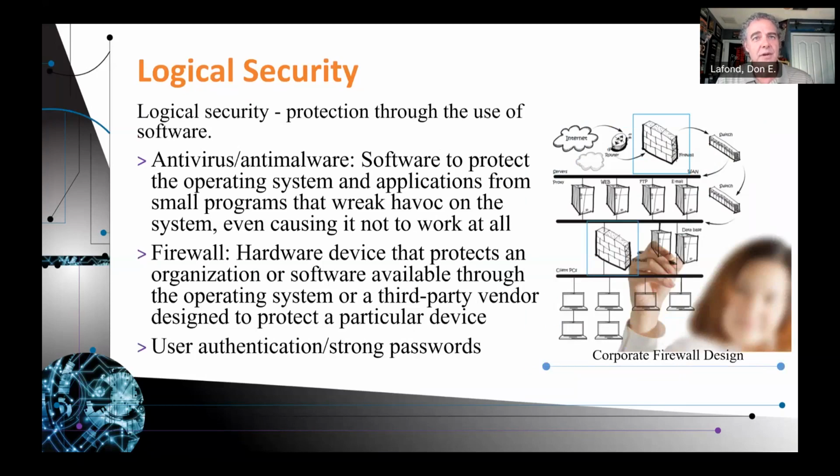Firewall, a hardware device that protects an organization, or software available through the operating system. Oh, I'm sorry. The firewall can be hardware or software. It does the same thing. It blocks the world from seeing the private nature of your network. In the simplest form, it has a global address on one side and all the private addresses on the other. Of course, firewalls can be much more in depth than that.